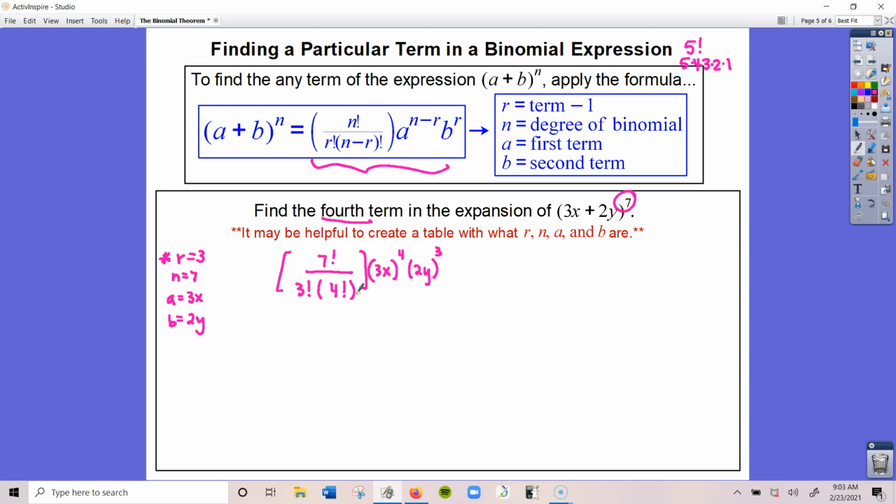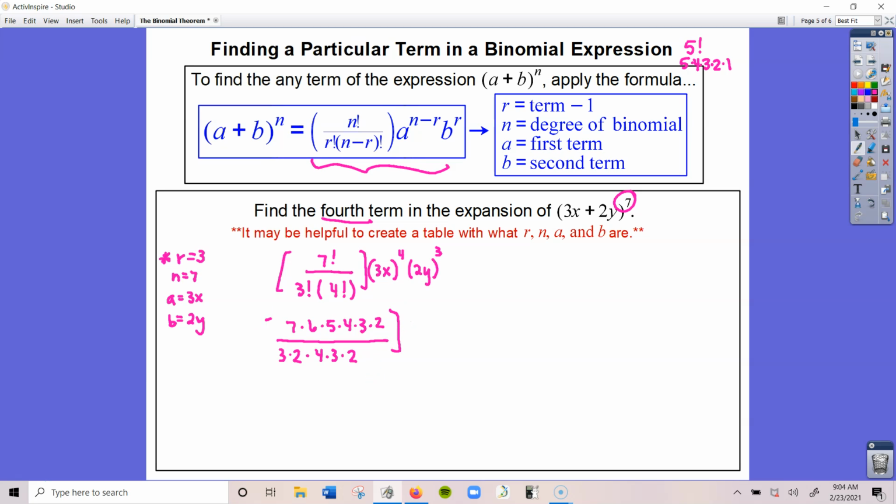And now we've got to work this out. So this is my recommendation. We're doing 7 factorial, so that's 7 times 6 times 5 times 4 times 3 times 2. You don't really ever need to write the times 1 because that doesn't really change your numbers. All over 3 factorial is 3 times 2 times 1, so 3 times 2, times 4 factorial, which is 4 times 3 times 2 times 1.